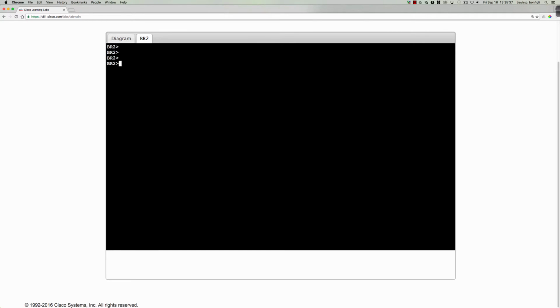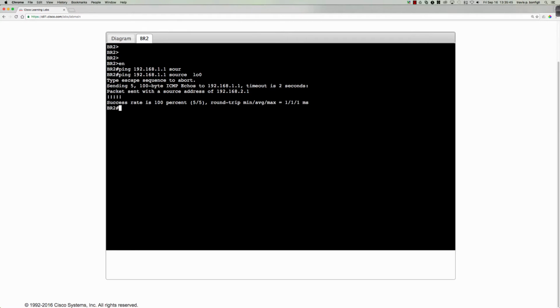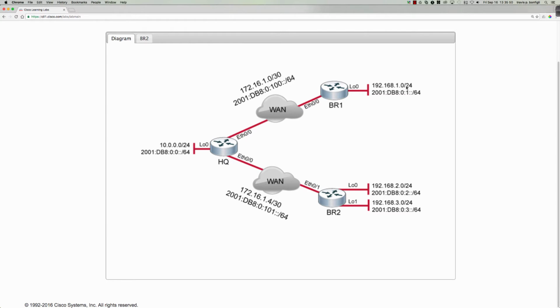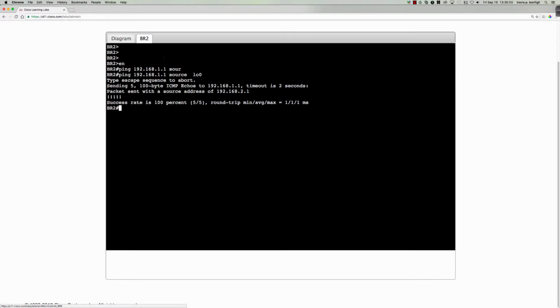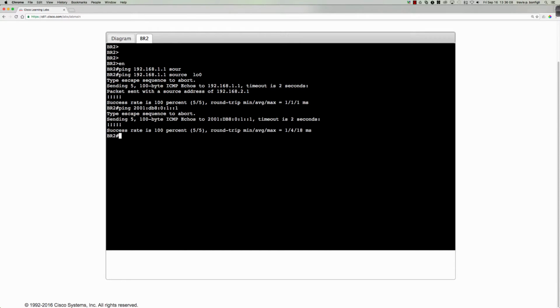So let's go ahead and dive in, and let's go from user exec to privilege exec, and we're going to ping 192.168.1.1. And we're going to source that from our loopback 0 address. So from Branch 2, what am I pinging? Exactly, I'm pinging loopback 0 on Branch 1 from the loopback on Branch 2. Now let's also try to ping the IPv6 address that's over there, 2001:db8:0:1::1. And actually I didn't even need to source it from my loopback address. And again, we have full reachability.